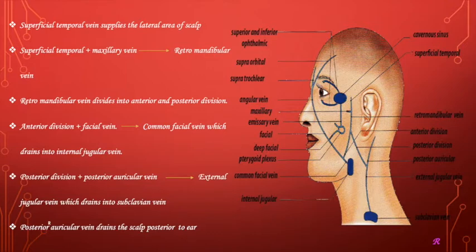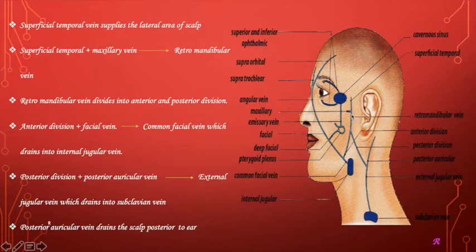Here it is, draining the lateral area of the scalp. The superficial temporal vein joins the maxillary vein to form the retromandibular vein. You can see in the figure that the superficial temporal joins with the maxillary vein. This is the maxillary vein, this small thing. It forms the retromandibular vein.